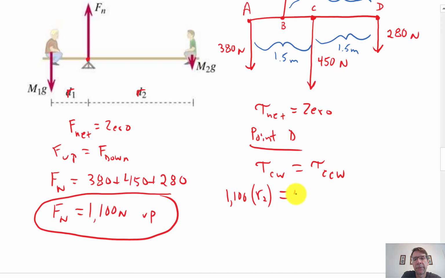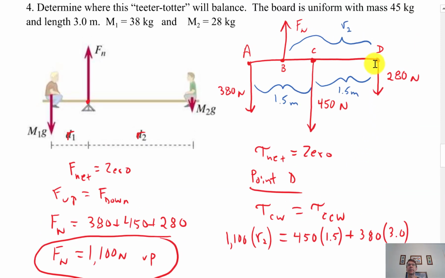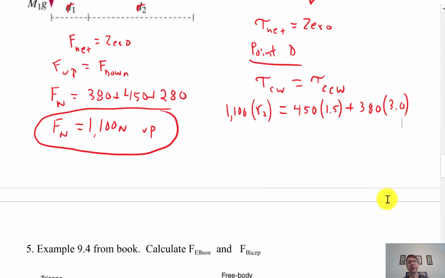There's the 450, trying to make this thing rotate counterclockwise, times the 1.5 meters, plus the 380, that's at 3.0 meters. That's very important, 3.0 meters, because I'm measuring everything from point D. From point D to C is 1.5, from D to A is 3.0. Okay, and now it's pretty easy algebra. All the physics is done.